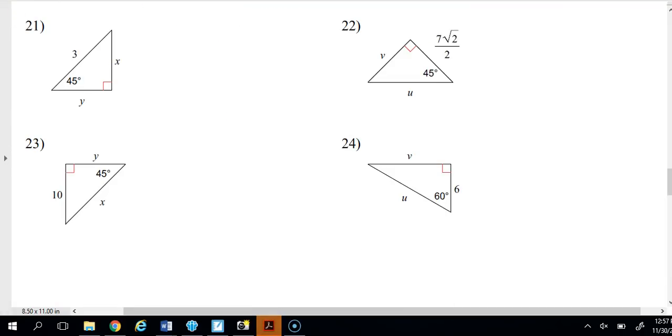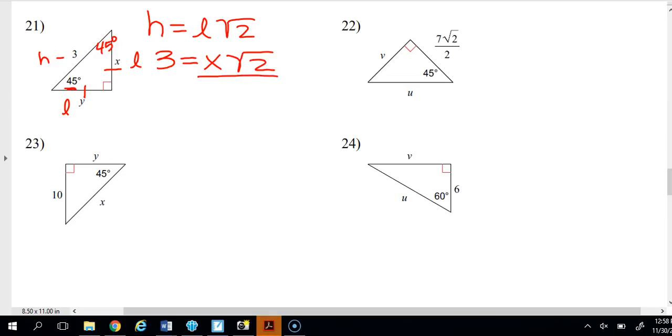Number 21, we have a 45-degree angle here, which means this would also be a 45-degree angle, which means these two sides would be congruent. So this time we have h here, and these two are L and L. So our one and only formula for this is h is equal to the leg times the square root of 2. So we do have our h, so we're going to say 3 is equal to, and I'm just going to go ahead and solve for x because x and y are the same, square root of 2. So I'm going to divide both sides by the square root of 2. And when I do that, it's gone from there. So I got 3 over the square root of 2 equals x.